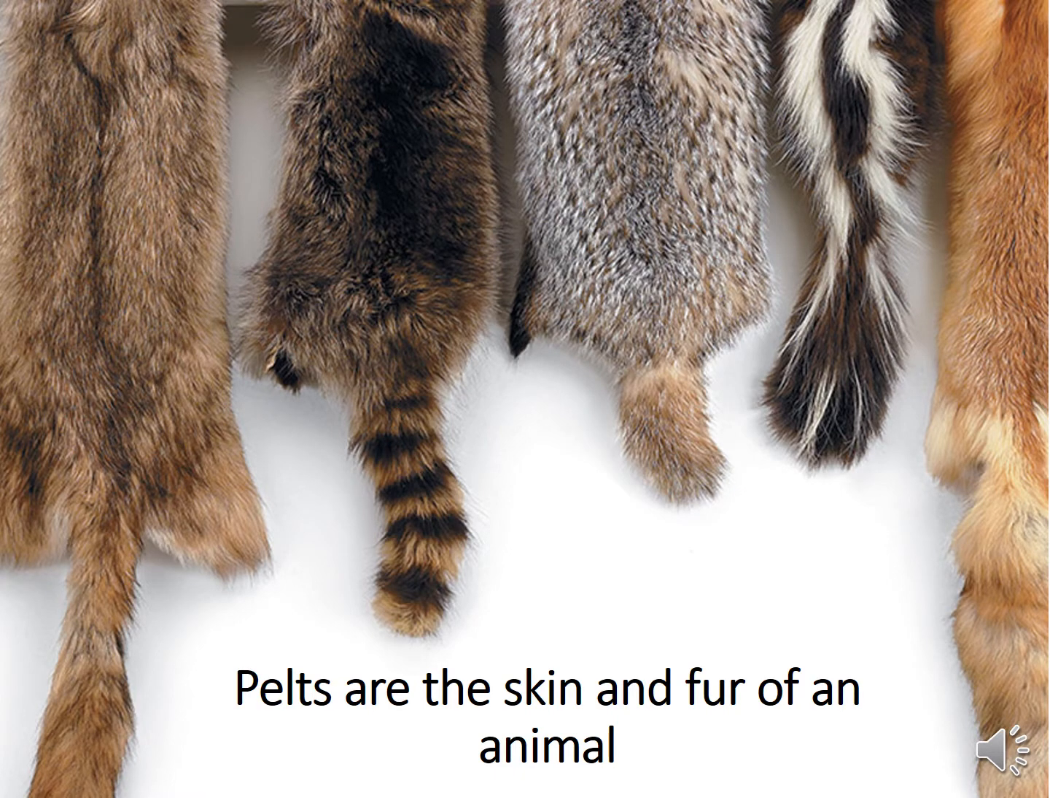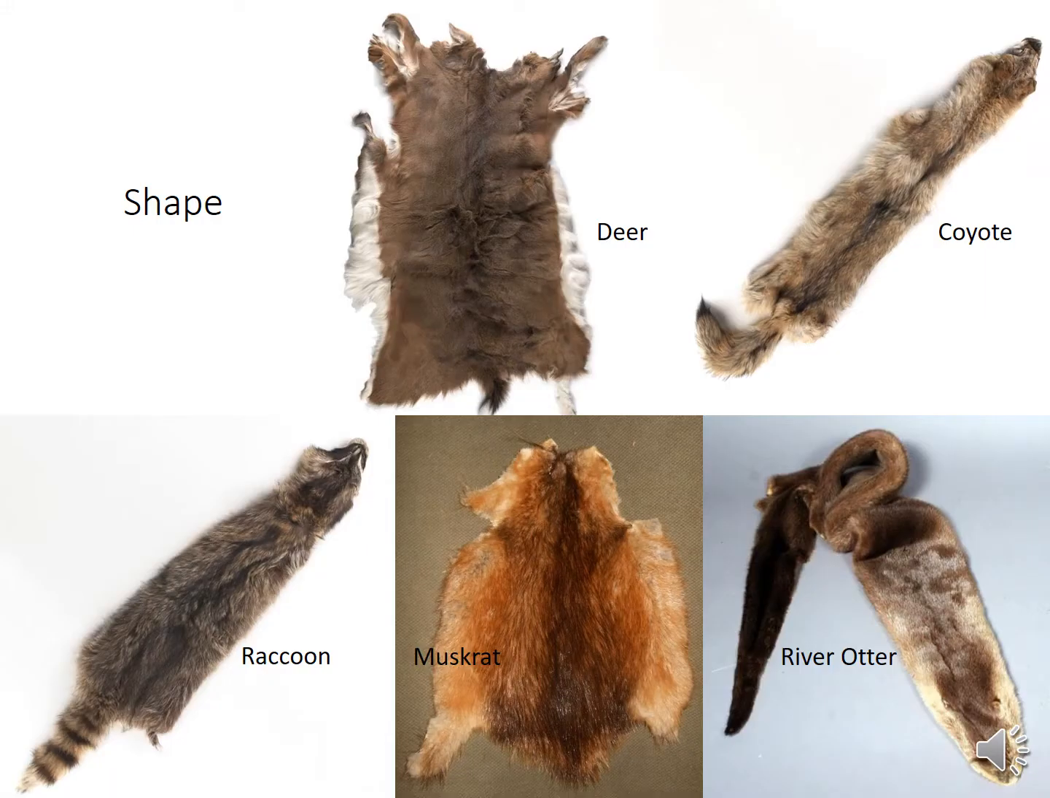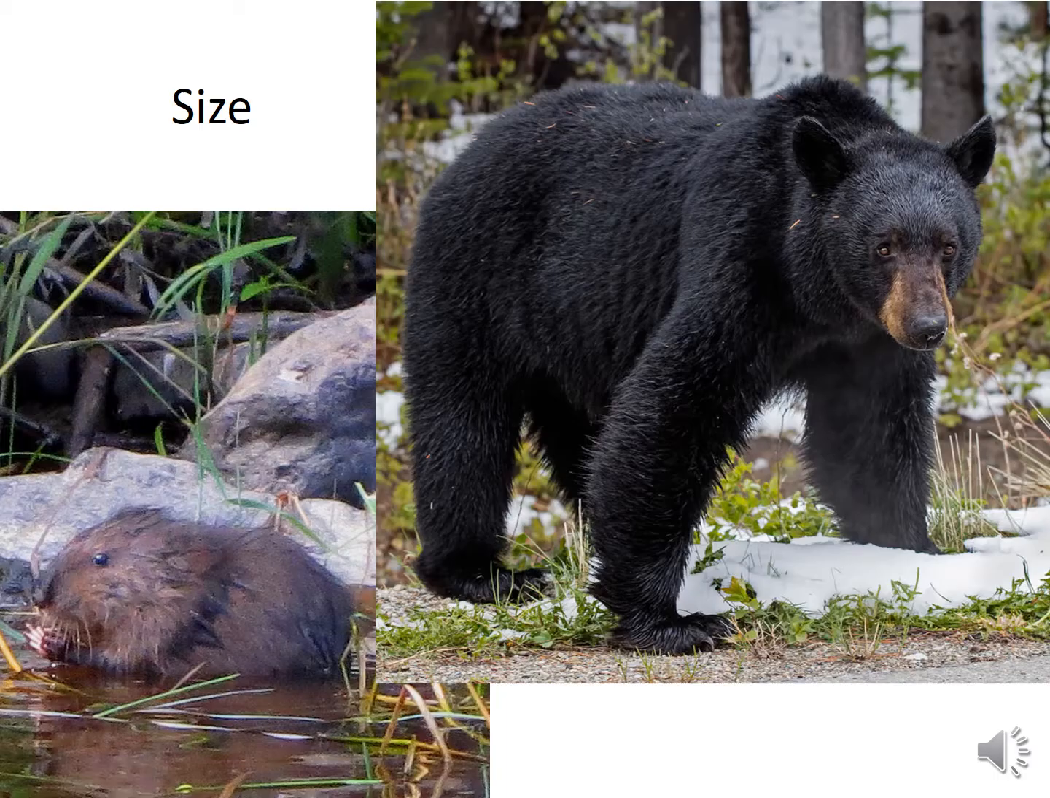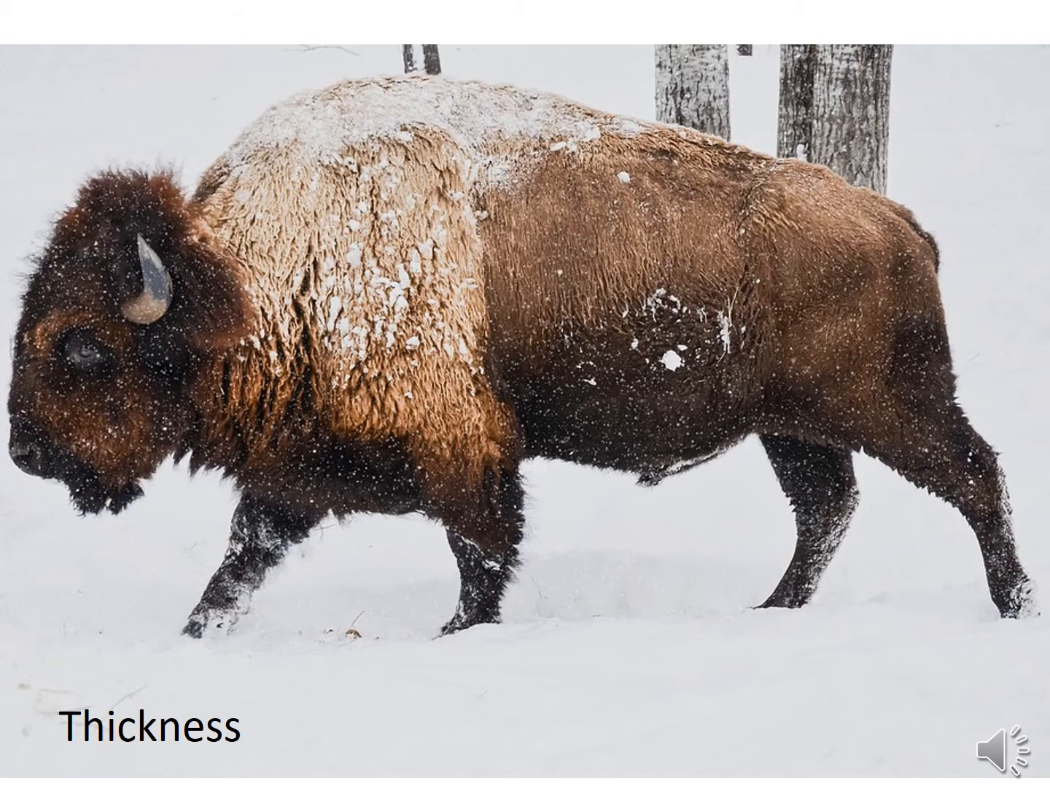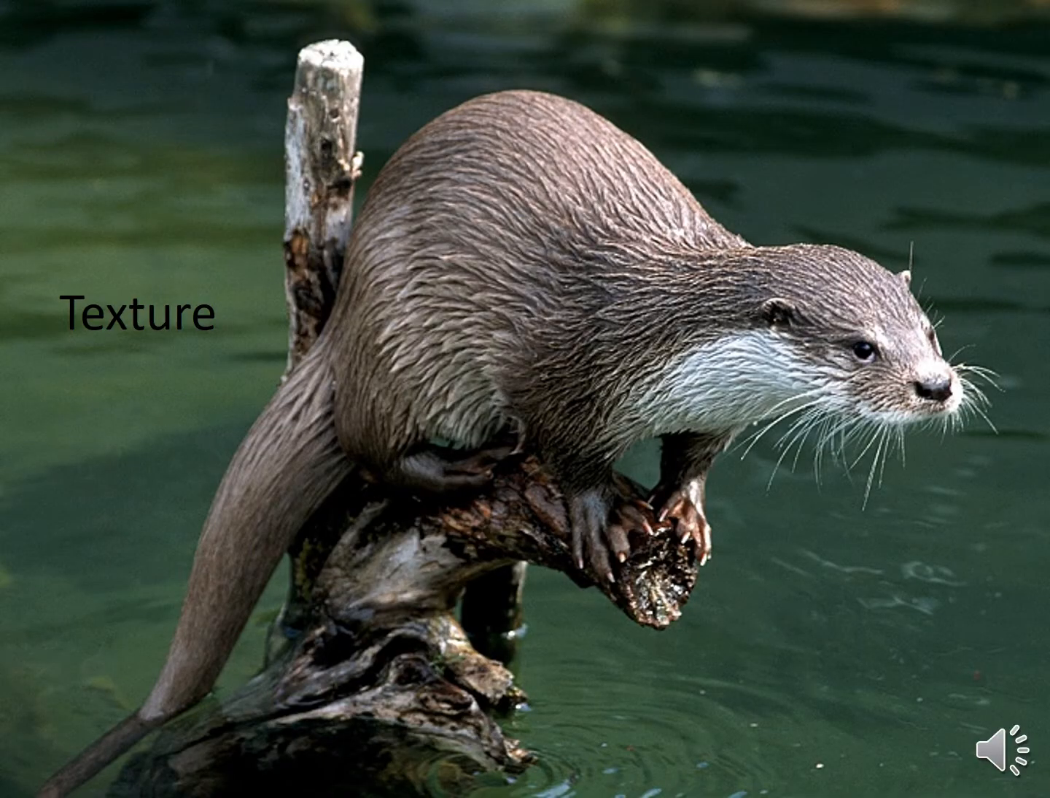Pelts are the skin and fur of an animal. By looking at an animal's pelt, we can see the shape of the animal. Pelts show us how large or small an animal is. The thickness of the fur, such as this buffalo, shows how it has adapted to the cold temperature of its habitat. Pelts can even tell us if an animal lives in water or on land. Oily pelts like this river otter tell us it's adapted to spend a lot of its life in the water.